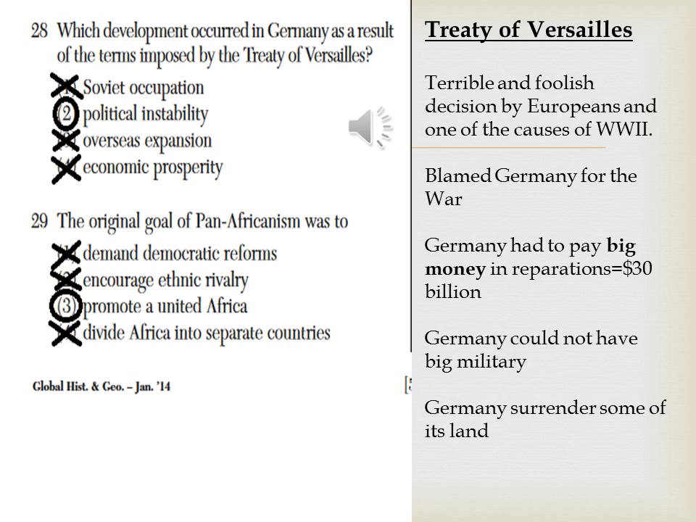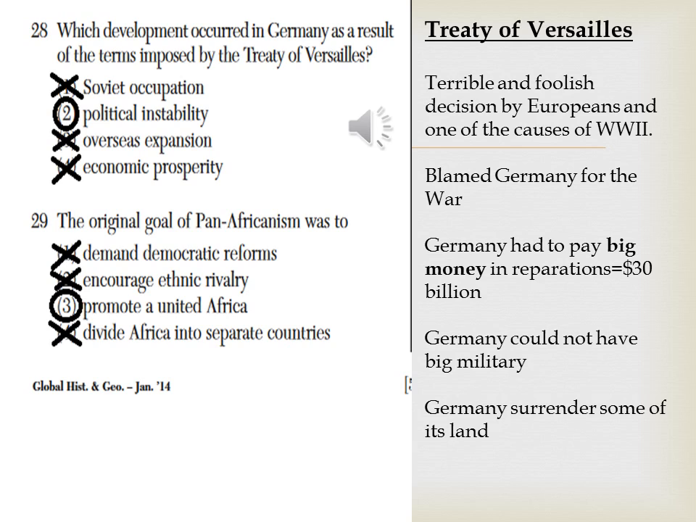So that treaty actually ended World War I. So, Treaty of Versailles ended World War I, and was a terrible and very foolish decision by Europeans. And it was actually one of the causes of World War II. Why? Well, think about it. It blamed Germany for the war, for starting World War I. Even though Germany didn't actually start it. As you know, World War I started with assassination of Archduke Ferdinand. But nevertheless, Germany was blamed for the war. And it had to pay back big money in reparations. Approximately about 30 billion bucks. So, big money.